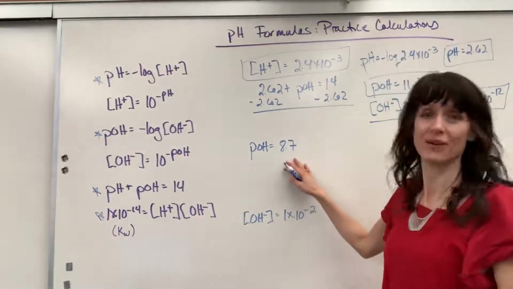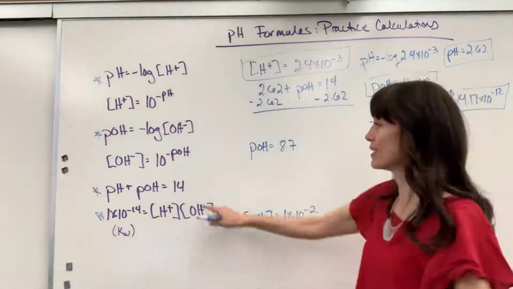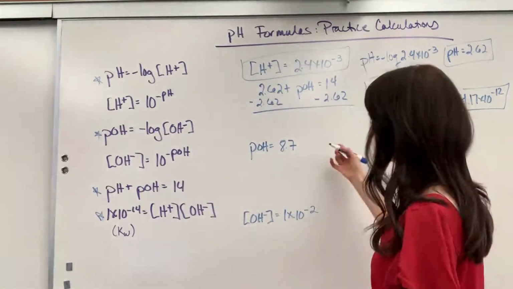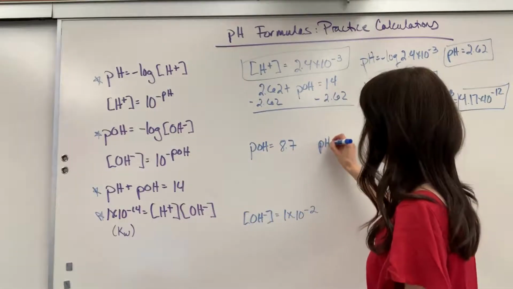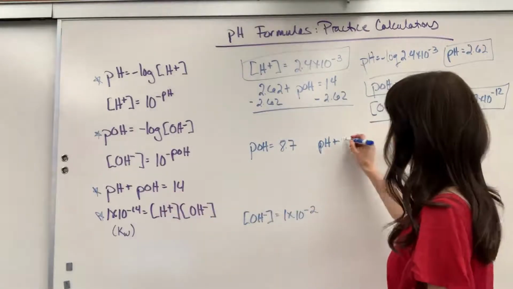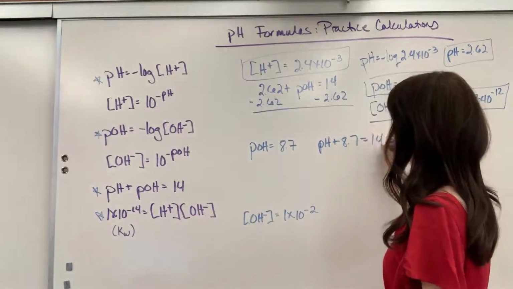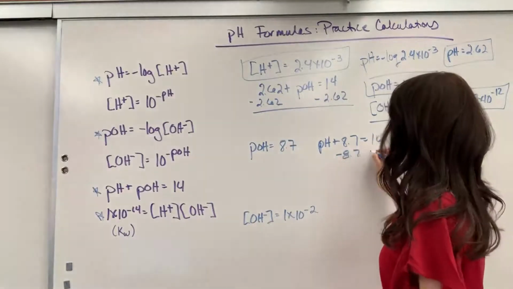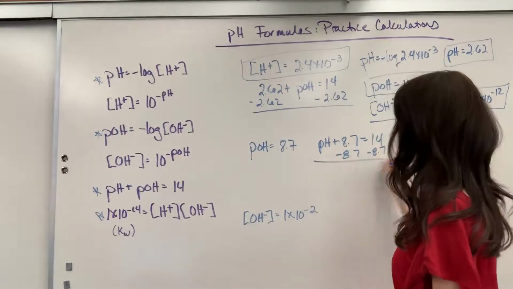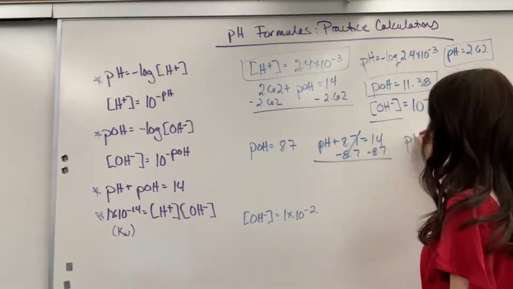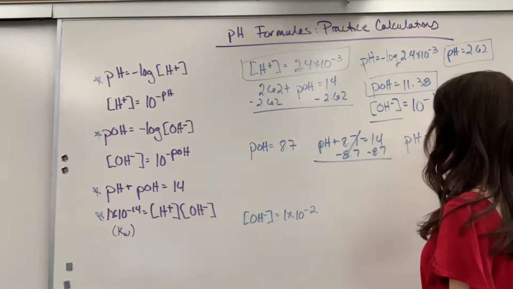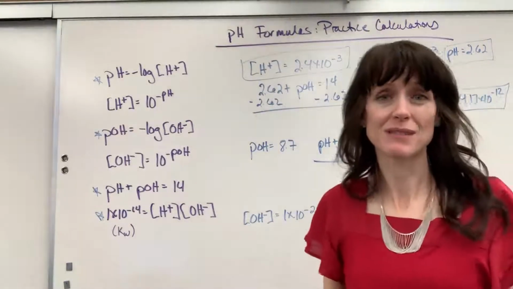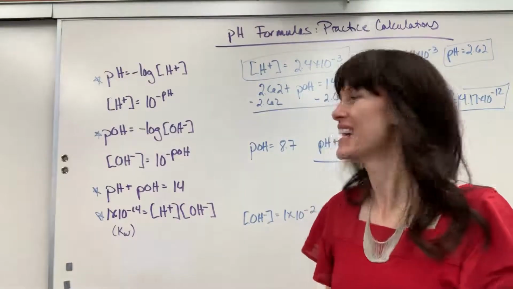So now I'm given pOH is 8.7. Well, I go to this to find pH just because it's so easy. Let's go ahead and plug in pH plus pOH, 8.7 equals 14. So let's subtract 8.7 from both sides, minus 8.7, and we are going to get pH equals 6.3. Okay, very good. So we have 2 pieces of information, pOH and pH.